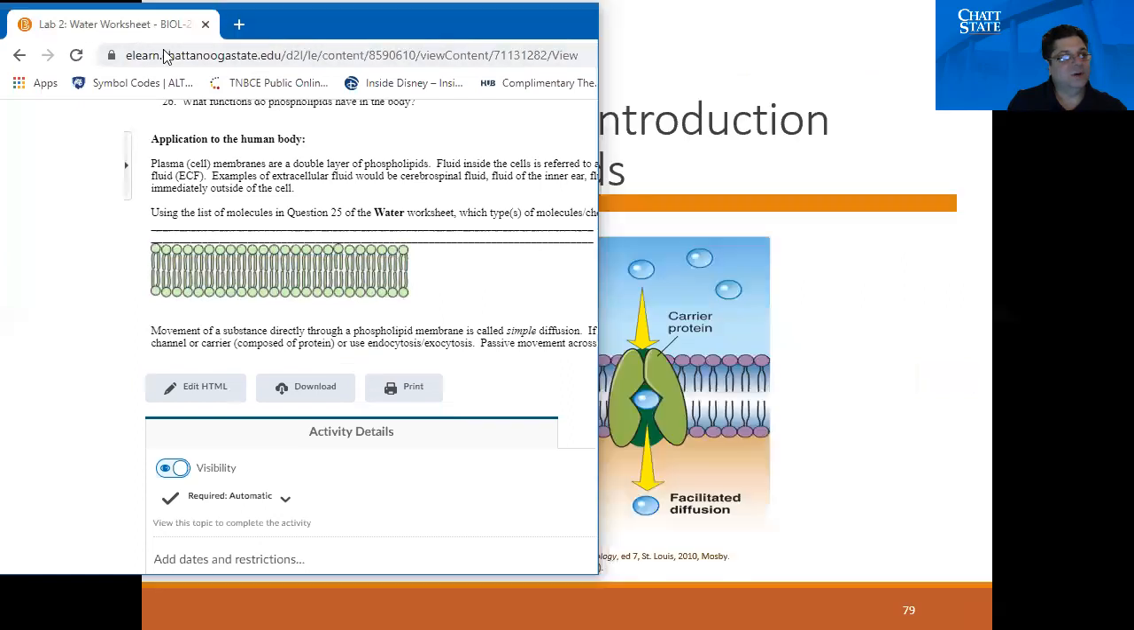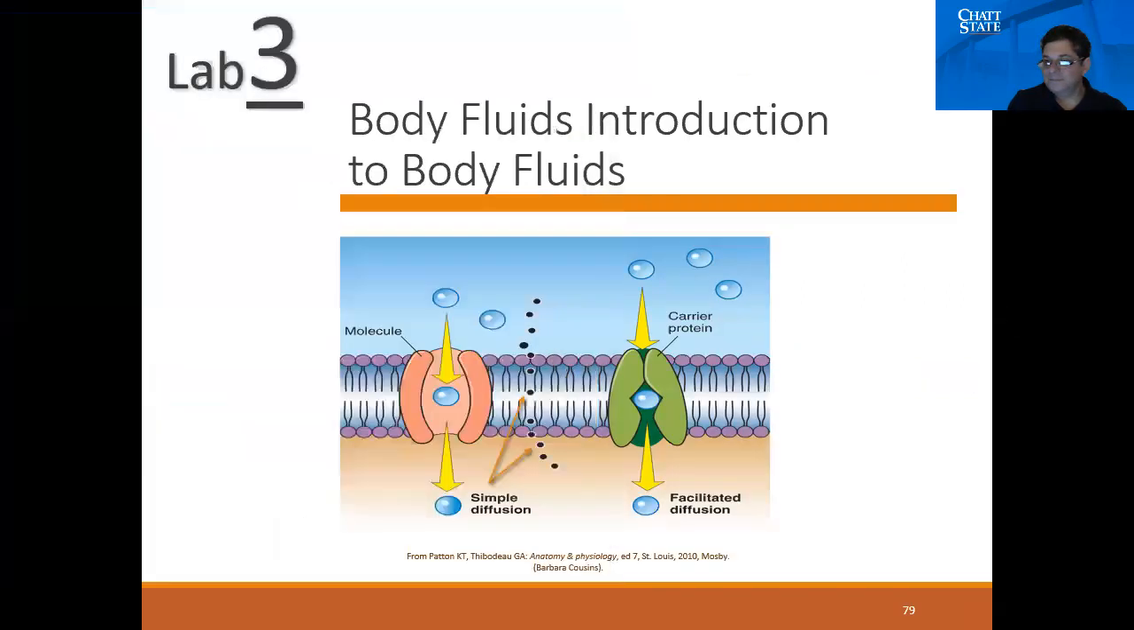Okay, guys, that is the water worksheet. That's your great study guide for the chem lab. So we're a good 40 minutes in class now. We'll move on to the new stuff.